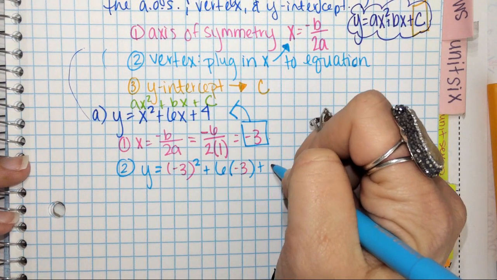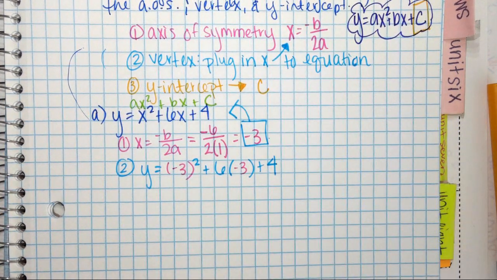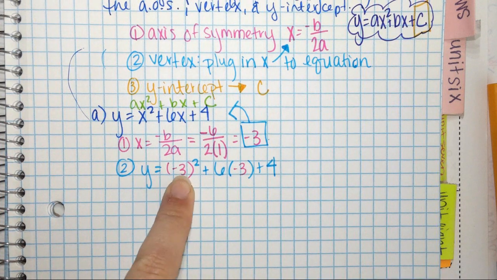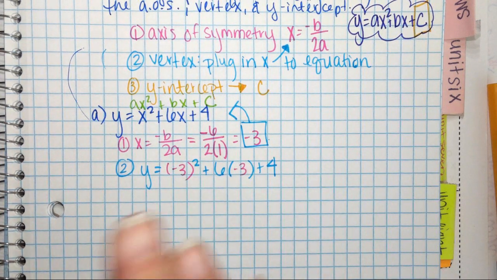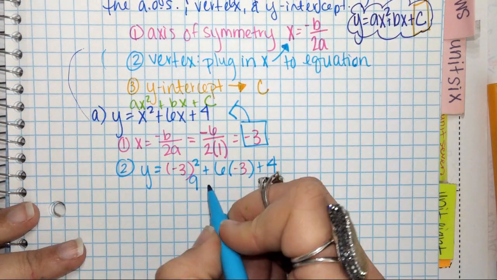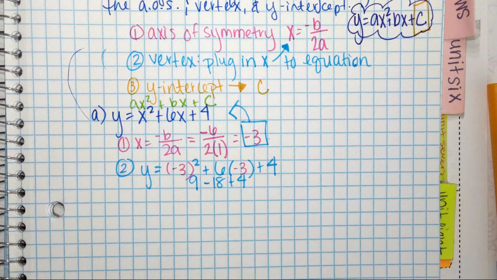Yeah, that's what we're doing. So we're plugging it in to work it out to get our y value. Okay. Alright, so what is negative 3 squared? 9. Alright, what's 6 times negative 3? What's 9 minus 18? Negative 9 plus 4 is?